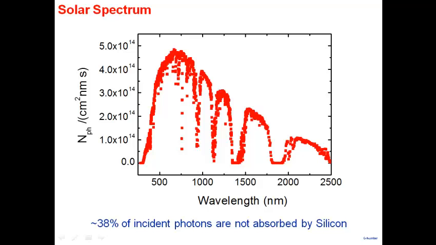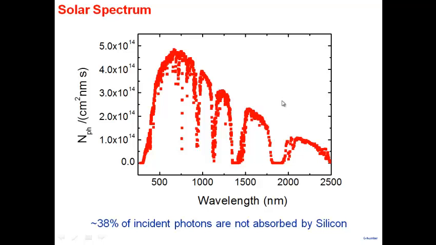Now, what do you notice about this particular spectrum? When you're making a solar cell, you would like to absorb all the photons incident on your semiconductor and then convert them into energy, right? But what will silicon do? Silicon absorbs from 1100 or so, which is somewhere here. So it absorbs from 1100 nanometer and below. Above 1100 nanometer, all these photons that you see here will not get absorbed.